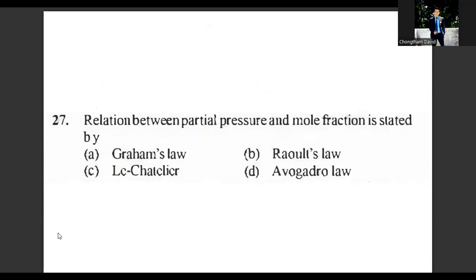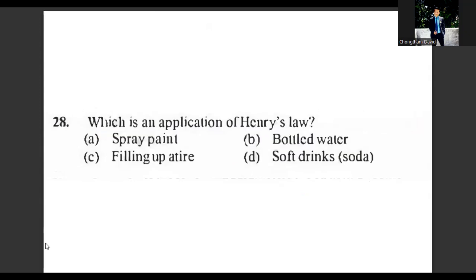Okay, moving on to question number 27. The relation between partial pressure and mole fraction is stated by which of the following laws? According to Raoult's law, the partial pressure of a volatile component of a solution is directly proportional to its mole fraction in the solution at any temperature. So P equals P naught X, where P naught is the vapor pressure of the component in pure form and X is the mole fraction of the component in the solution. 27 would be B, Raoult's law. I hope it's clear and understood, right?